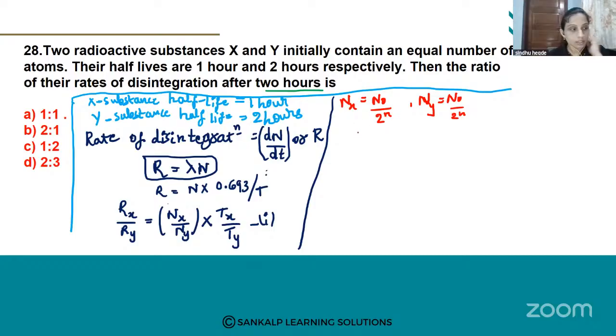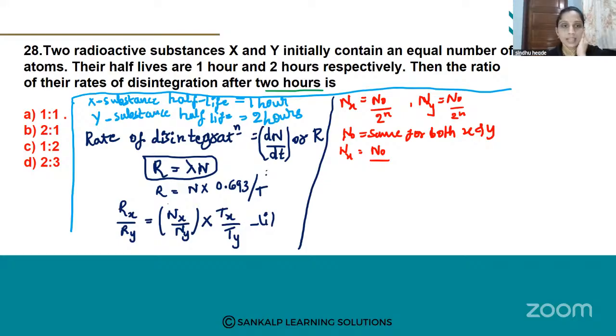Here N naught is common, it is the same for both the disintegrations. N naught is same for both x and y. See, listen carefully. It's a little bit lengthy, but an easy question. N naught is the same for both x and y. Then substitute Nx is equal to N naught by 2 raised to n. Keep N naught as it is. What is this n?